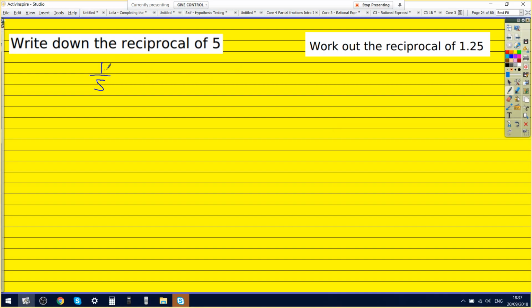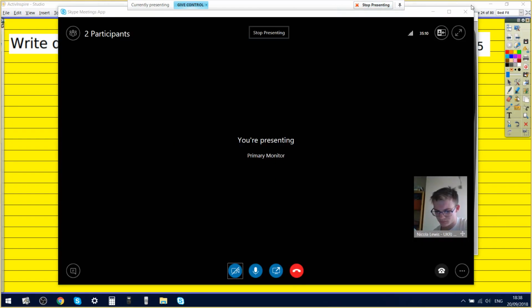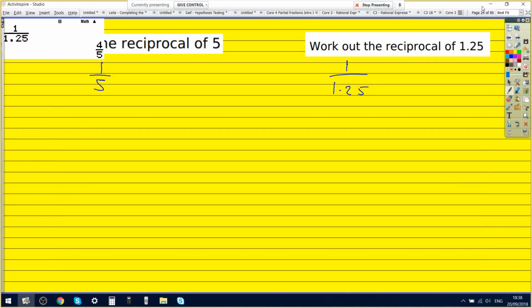Well, 5 was 1 over 5. The reciprocal of 1.25 would be 1.25 over 1 flipped, 1 over 1.25. Okay. And so you could put that into your calculator, 1 over 1.25. So it says it's 4 over 5. What if it was non-calc? Any idea how to do that?